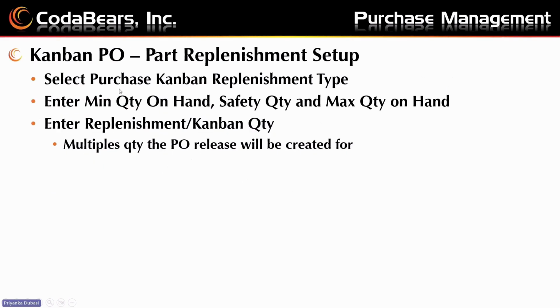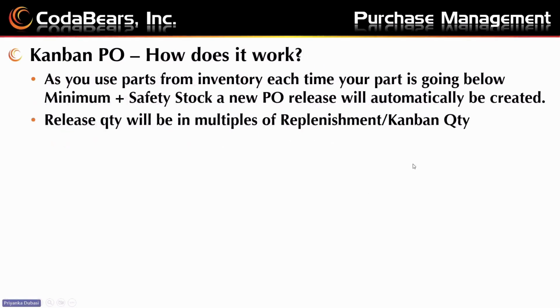In the previous screens that we saw, we select the purchase type as Kanban replenishment type, and then you enter your minimum quantity on hand, your safety quantity, and your maximum quantity on hand. Then you enter the Kanban quantity and multiples, and the PO release for that is automatically created. As you use your parts from inventory, each time your part goes below your minimum or your safety stock, a new PO release will automatically be created, and the release quantity will be in multiples of the replenishment or Kanban quantity that you entered.